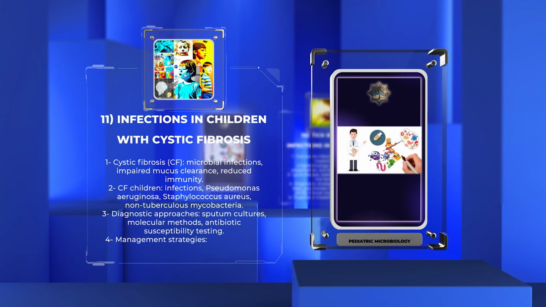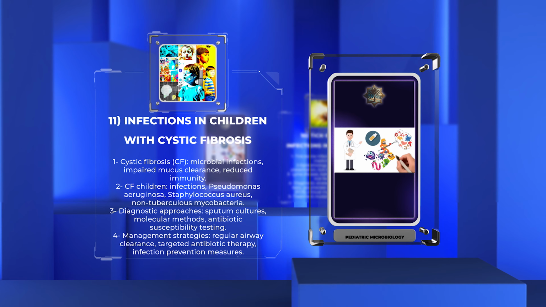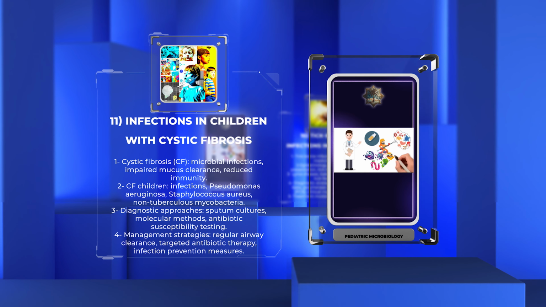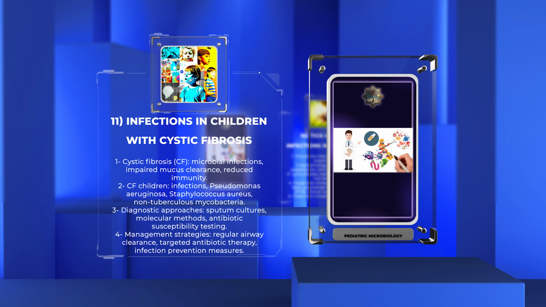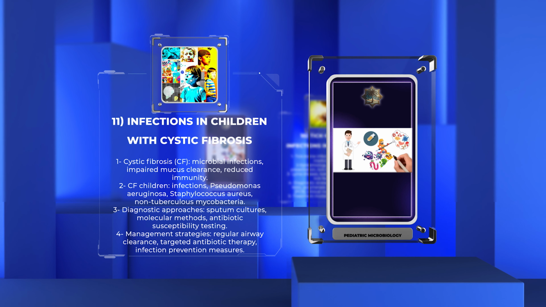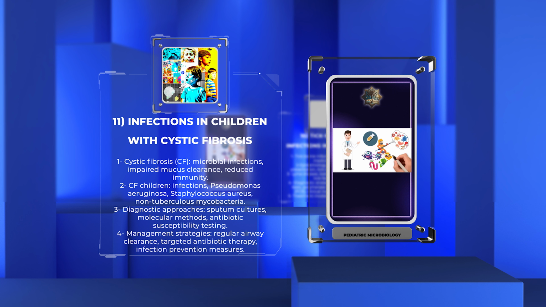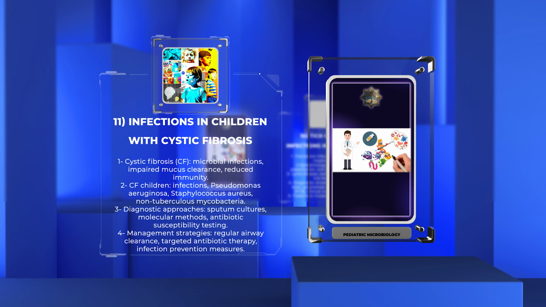Cystic fibrosis, CF, patients are prone to various microbial infections due to impaired mucus clearance and reduced immunity. We will analyze the unique microbiological aspects of infections in CF children, including Pseudomonas aeruginosa, Staphylococcus aureus, and non-tuberculous mycobacteria. Diagnostic approaches, such as sputum cultures, molecular methods, and antibiotic susceptibility testing, will be explored alongside management strategies, including regular airway clearance, targeted antibiotic therapy, and infection prevention measures.